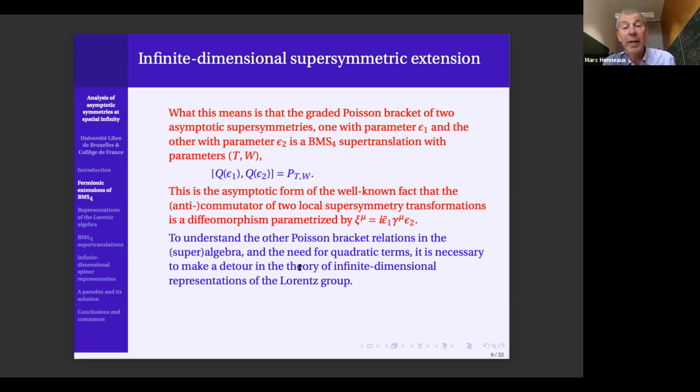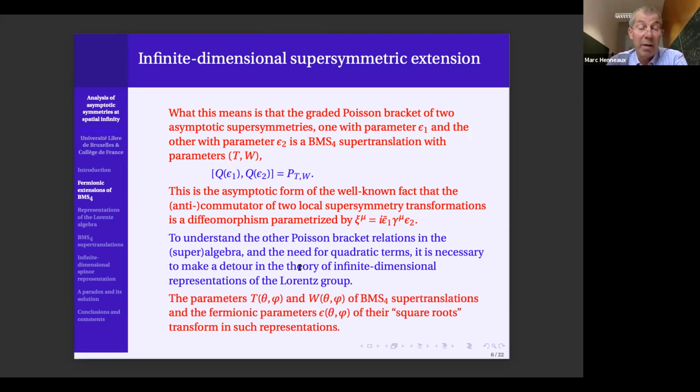Now, maybe it's not completely necessary at this workshop to do that, since the two sphere at infinity is just like the celestial two sphere. A two sphere is a two sphere. And so if you know how the Lorentz group acts on a two sphere, this is what I'm going to really use. But nevertheless, since some of the notations and conventions and features I will mention are relevant to the analysis, I will recall the representations of the Lorentz algebra.